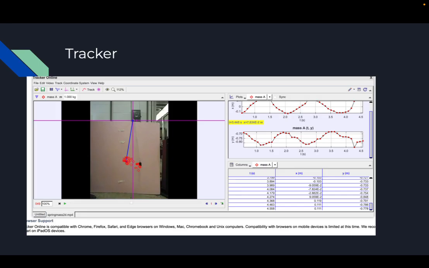Here's the Tracker. It shows the Tracker software that we use to track the observed motion, and it shows you the points that were clicked to get the values that we use for the observed motion.